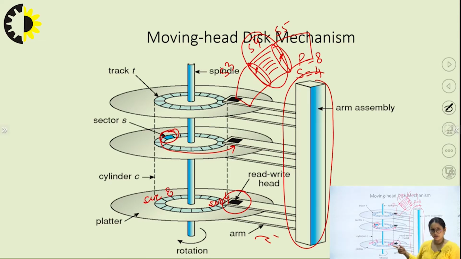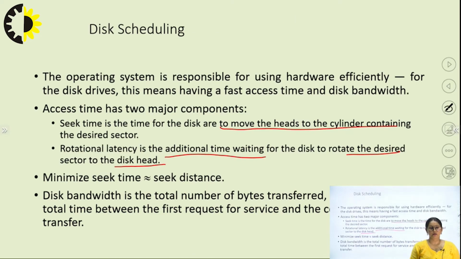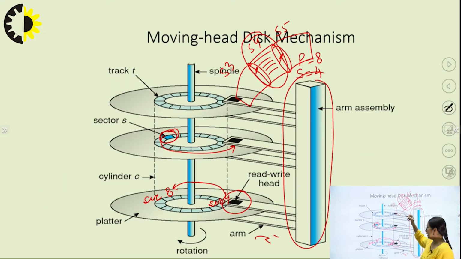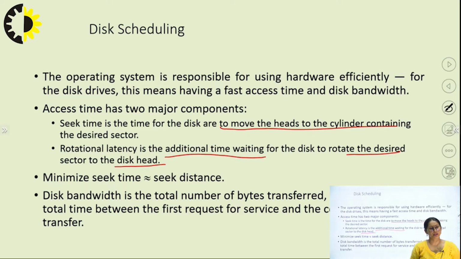Okay, so what happens is, when you have to move from sector 4 to sector 8, this is the additional time which is added on top of your seek time. So rotational latency is the additional time waiting for the disk to rotate. When I am moving my disk, the additional time associated with the spindle is that I have to wait for some time, so that my read write head will start from sector 4 and end at sector 8. So that is my rotational latency.